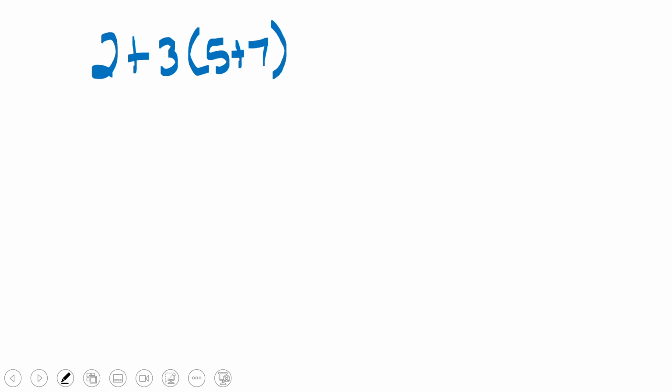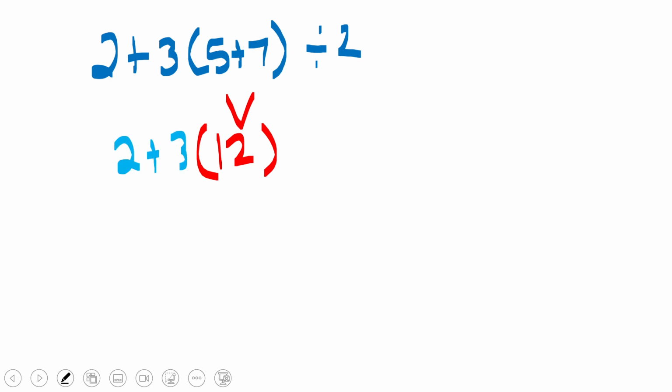If you are asked to evaluate a problem like 2 plus 3 parentheses 5 plus 7 in parentheses all divided by 2, work your parentheses first. 5 plus 7 is 12. 2 plus 3 times that 12 all divided by 2 comes down around the part you worked.